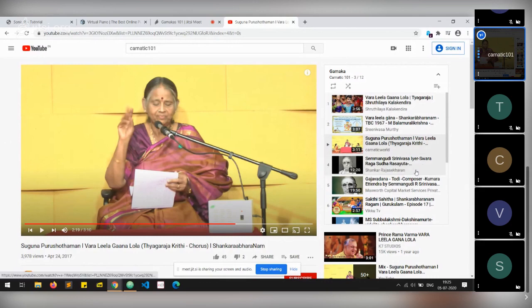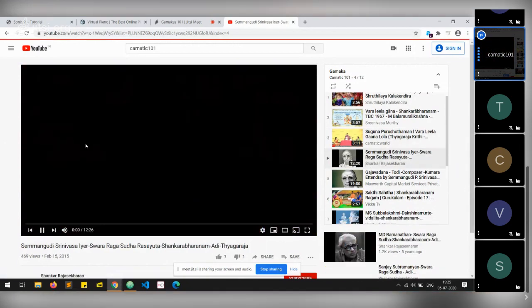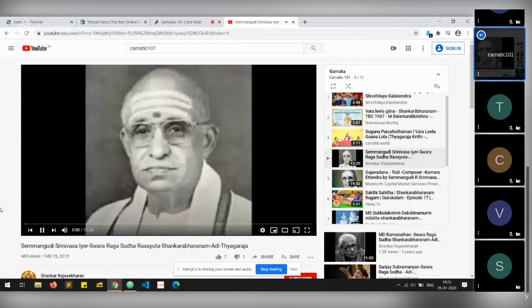Let's listen to Swararaga Sudha, which Tyagaraja also composed, but in Shankarabharanam, in all its glory. Just one thing to note: swara ra is like sa ri ga, right? Those are the notes. Look at the kind of movement there. Sariga.